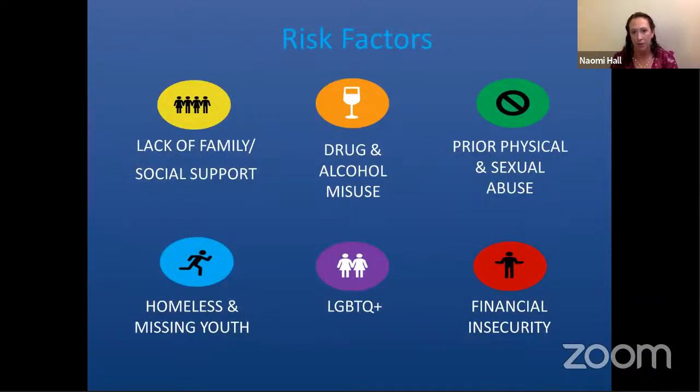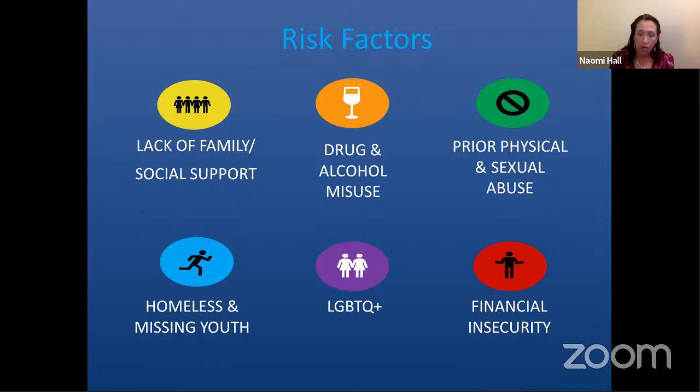And let's take a look at the risk factors. So really, every student has vulnerabilities and risk factors. These are just some that make the students extra vulnerable, whether it's a lack of family and social support. They may be drug and alcohol involved, misusing those items. Also, many victims of sex trafficking, human trafficking have had some experience of physical or sexual abuse, some form of abuse in their past. They also may be homeless or missing youth, and this also includes the children who have been involved with the child welfare system, maybe in foster care. Also, maybe they have been involved with the juvenile justice system. So that also tends to make them more vulnerable to trafficking.